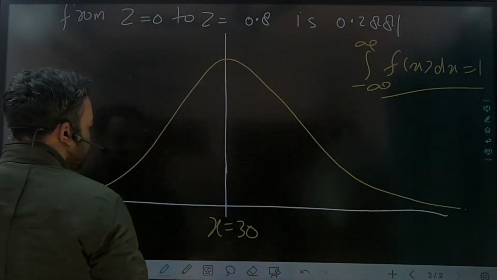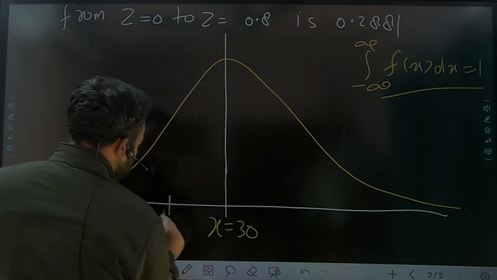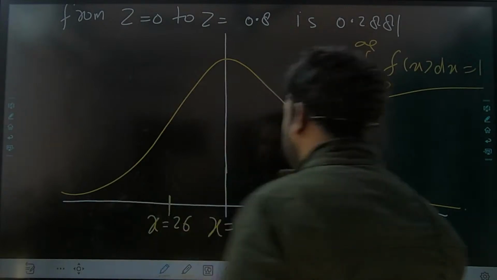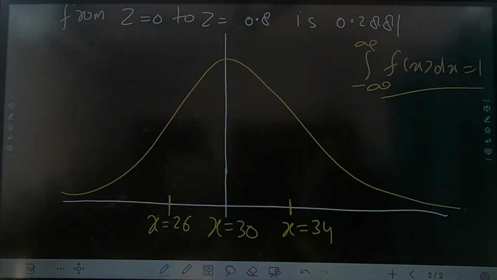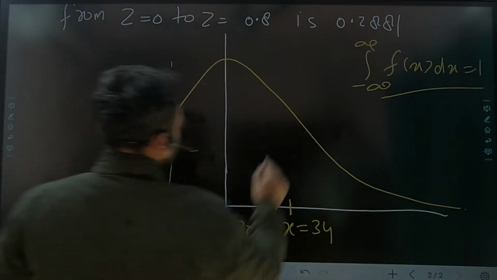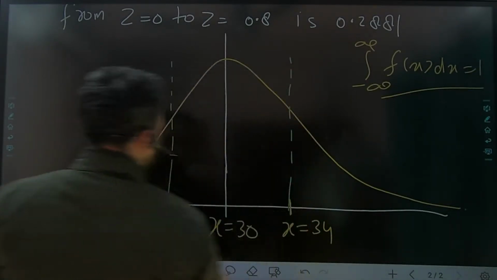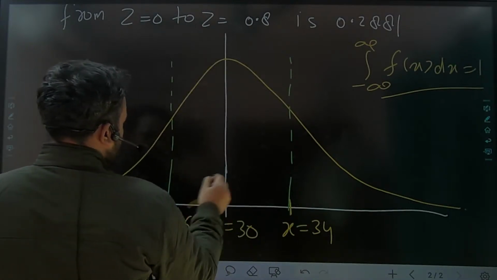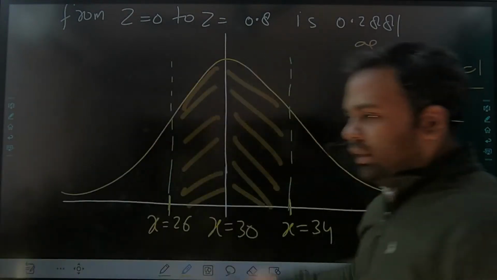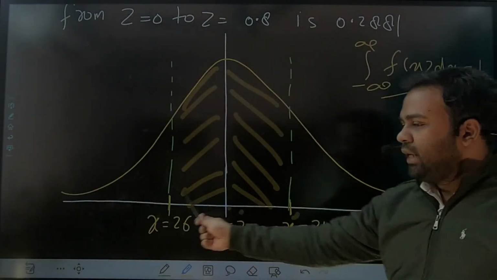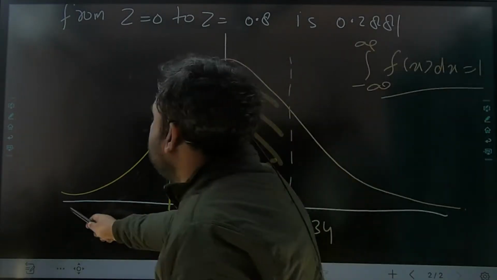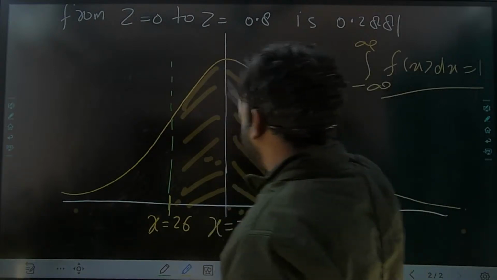And what is asked is the probability for the random variable between x equal to 26 and x equal to 34. If you collect the area like this, this area will be equal to this area, because this is symmetrical. How much you go ahead, that much you go behind. So you will cover equal area, because it's a totally symmetrical curve from -infinity to +infinity, about this vertical axis.